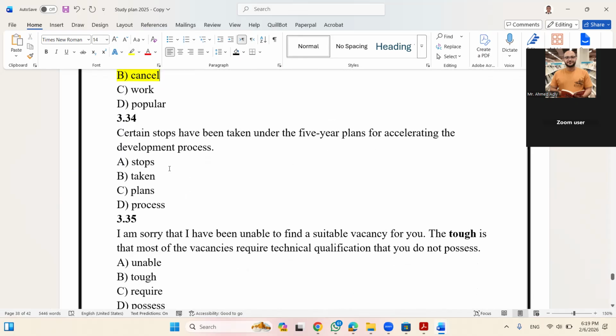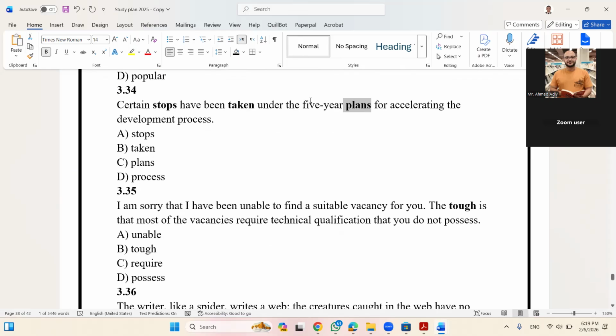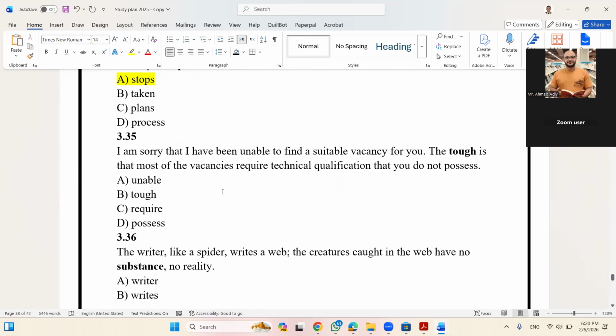Thirty-four. Certain steps have been taken under the five-year plans for accelerating the development process. Steps? Replace. Certain ideas have been taken under a five-year plan. Certain steps. Certain measures, all right, have been taken.